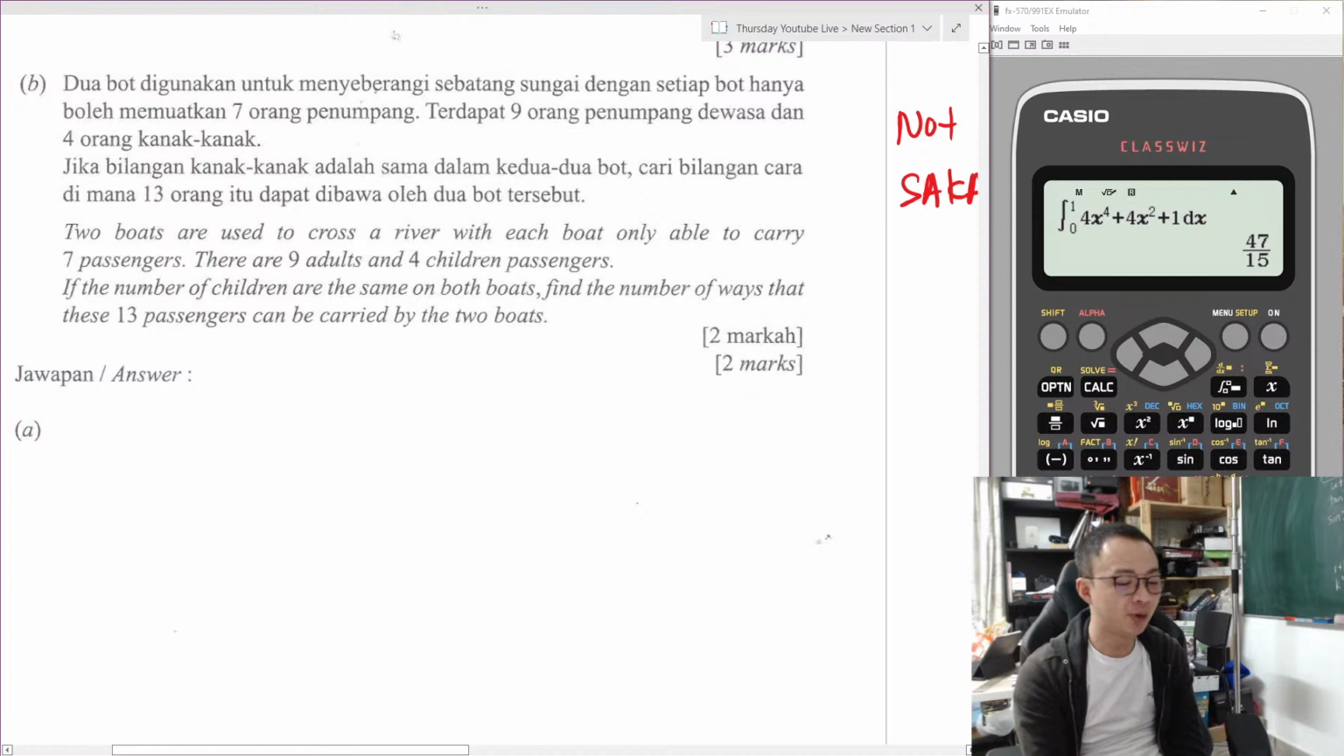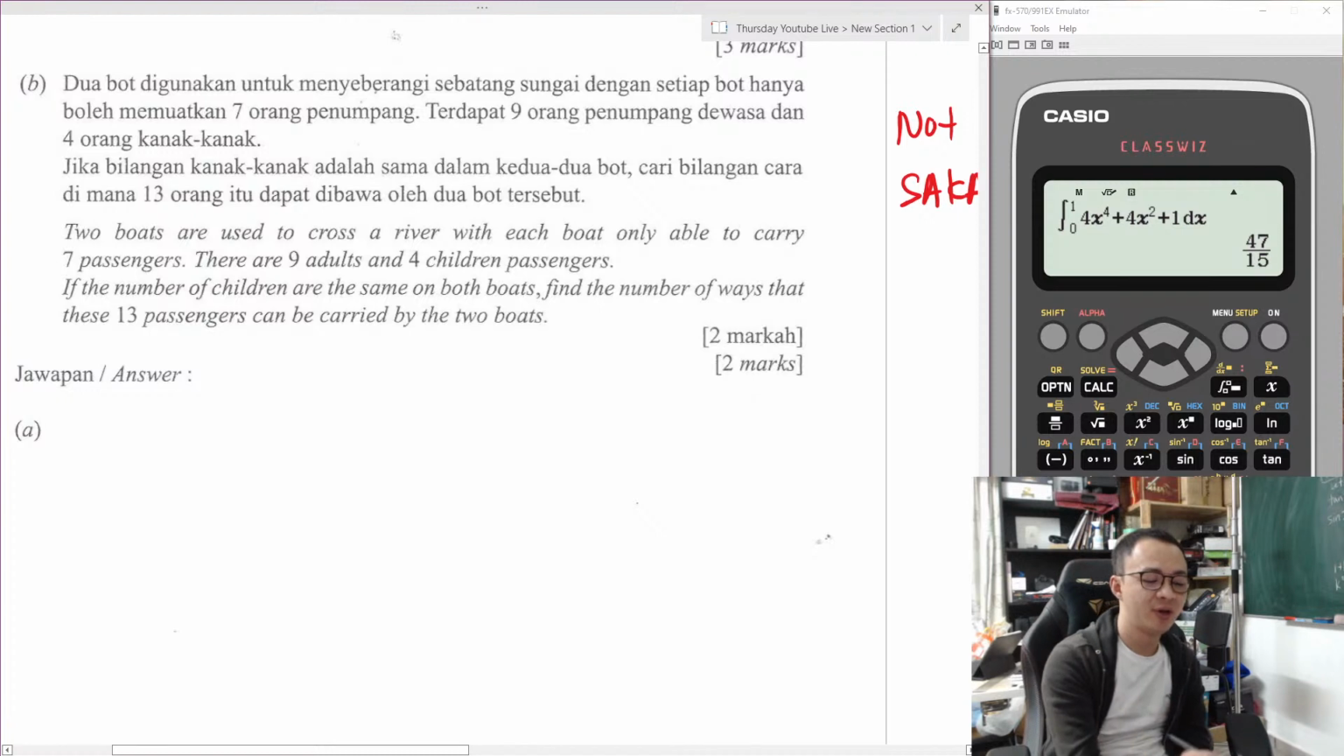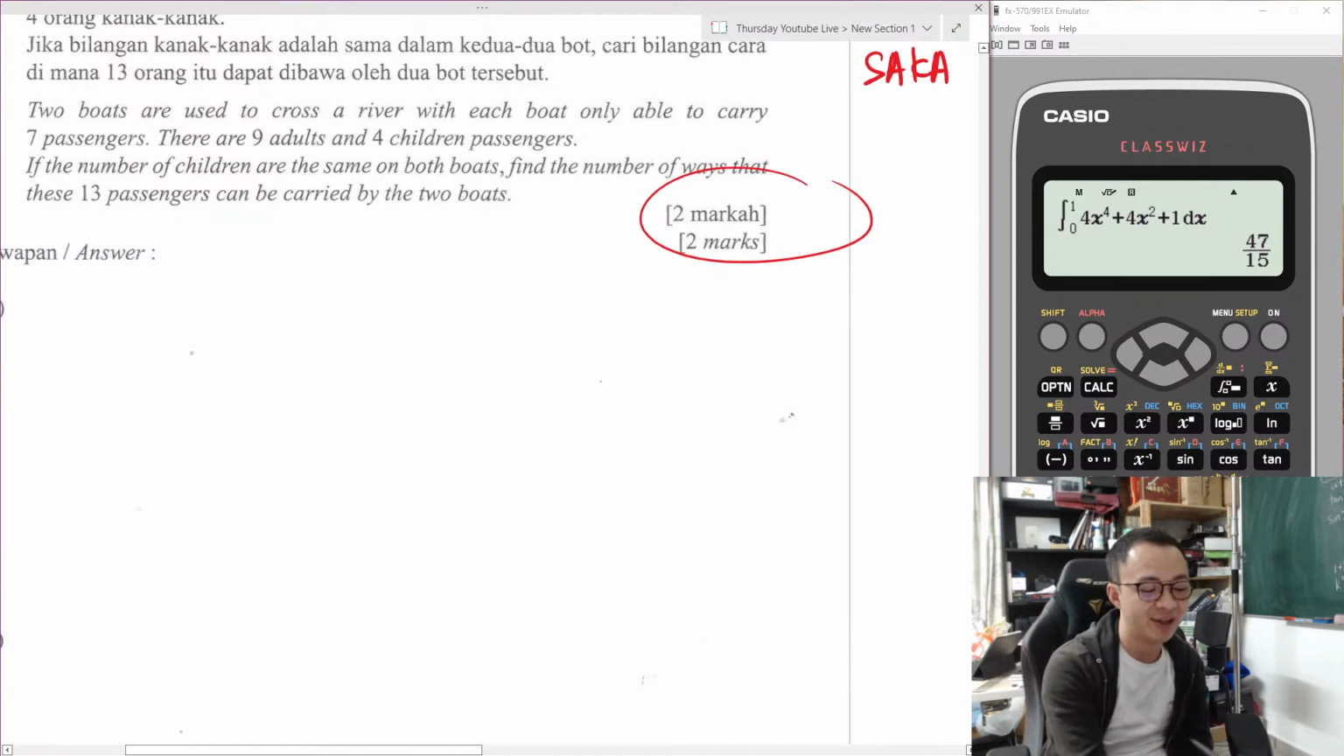Next one. 2 boats are used to cross a river, where each boat is only able to carry 7 passengers. There are 9 adults and 4 children passengers. So if the number of children is the same on both boats, find the number of ways that these 13 passengers can be carried by the 2 boats. Alright, this 2 mark question is a lot harder than a usual 2 mark question, right? So right now I have 2 boats here.